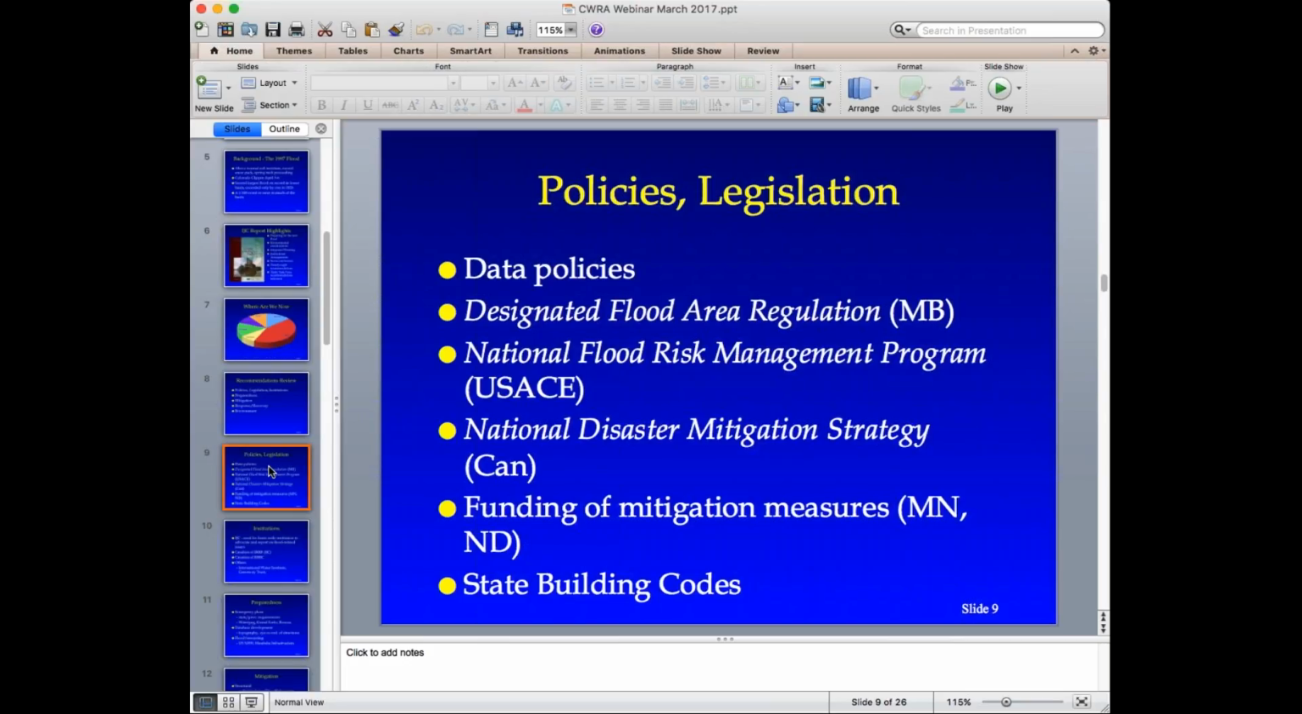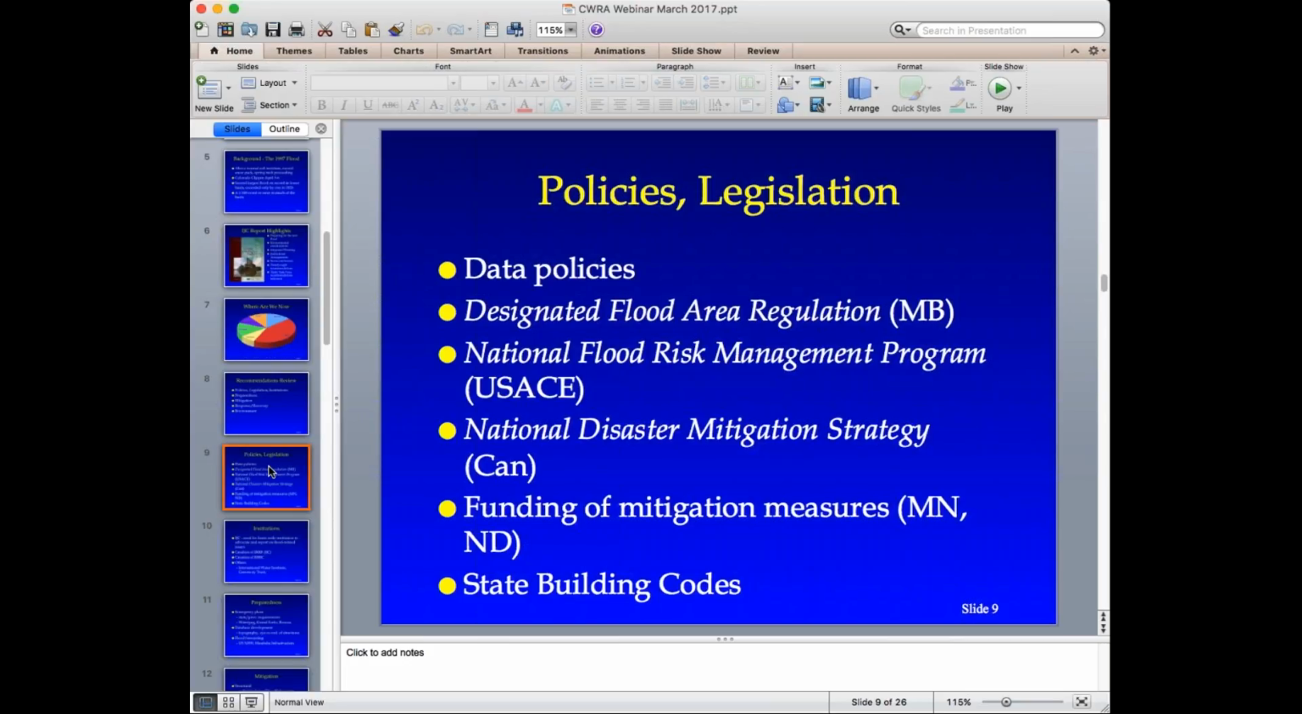Also, following the Red River flood, the Manitoba government revised a designated flood area regulation they had to make the 1997 flood elevation a designated regulatory flood in the Red River Valley, the Red River Basin. That's been continued. The U.S. brought in a national flood mitigation program for flood risk, and following that, Canada also produced a national disaster mitigation strategy.